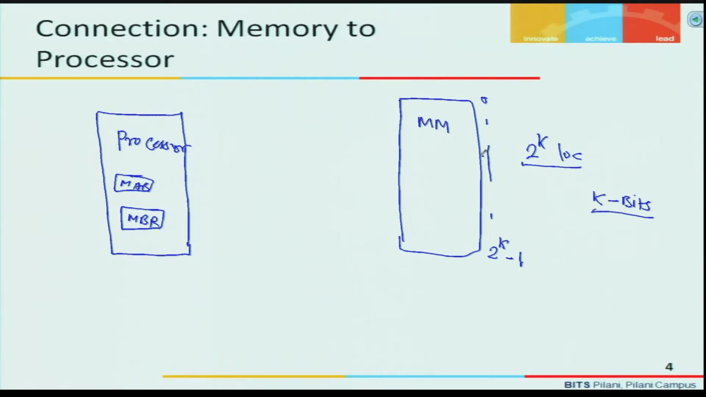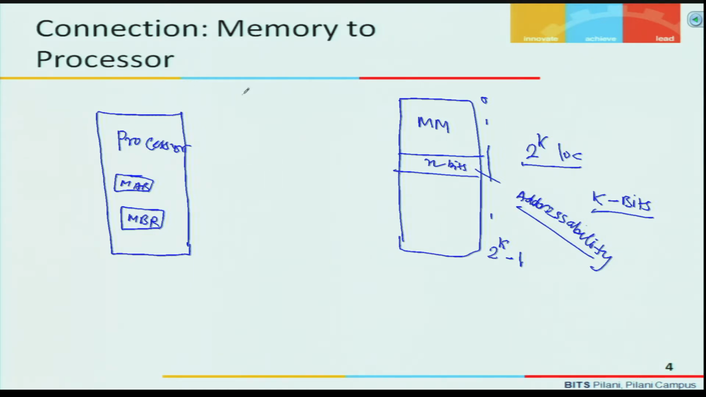Then each location, let us say, contains some n bits, and that is called the addressability. If you multiply both, 2 raised to the power k times n, it gives the total size of the memory. Now, the communication part.